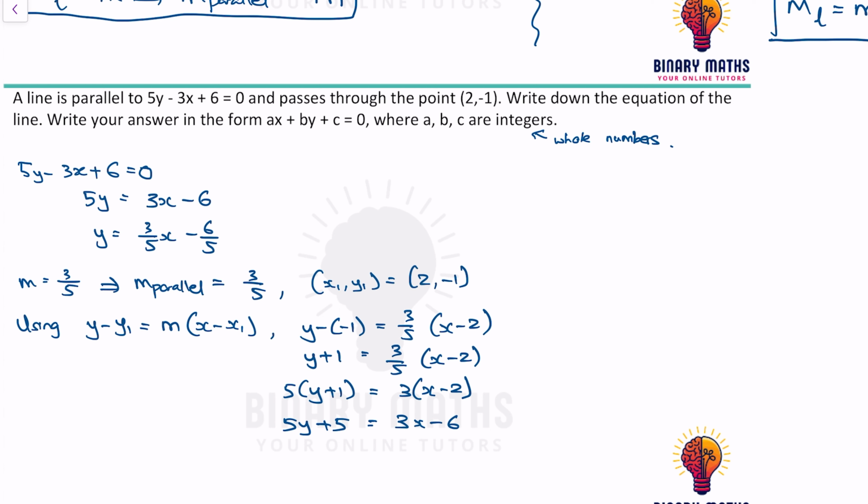I prefer my x to be always positive, so I'm going to move everything to the right hand side. So I end up getting 3x minus 5y minus 6 minus 5, which gives me minus 11 is equal to 0. Now all the coefficients of x, y and the constant are also integers. So a is equal to 3 in this case, b is equal to minus 5, and c is equal to minus 11. Now any scalar multiple of this is also a solution. So this is not a unique solution, there's more than one solution. So anything that is a scalar multiple of this is also a solution.